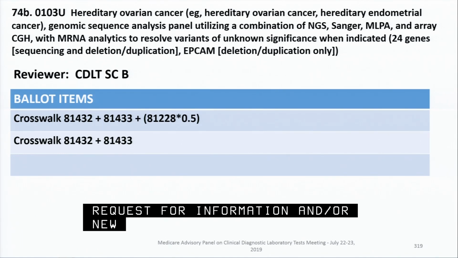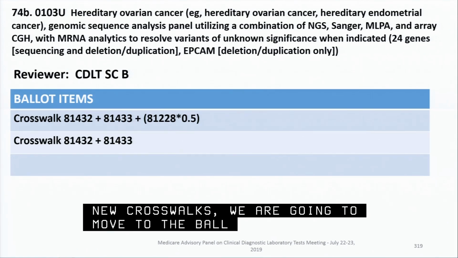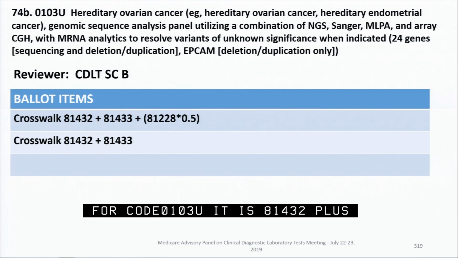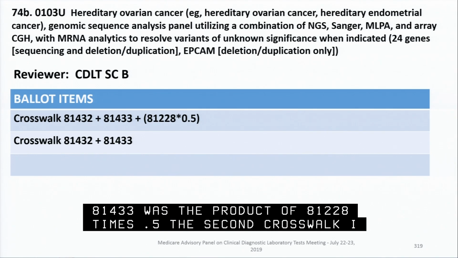Okay, so having heard no further requests for information and or new crosswalks, we're going to move to the ballot items slide. So for code 0103U, the crosswalk is 81432 plus 81433 plus the product of 81228 times 0.5. Your second crosswalk is 81432 plus 81433, and then gap fill is an option. Please submit your votes.